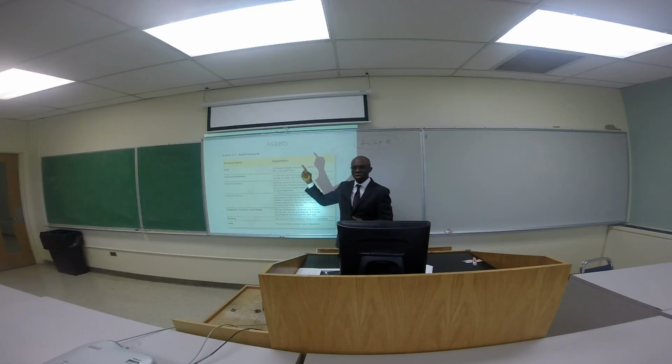Number 1, assets. We talked about the definition of assets in chapter 1. We said that an asset is anything that has a value that is owned by a company. Here are different examples of assets. Cash, that is self-explanatory. Cash is an asset, and we need to have a separate account for cash and keep track of the cash of the company.